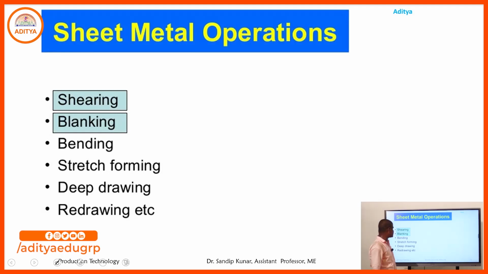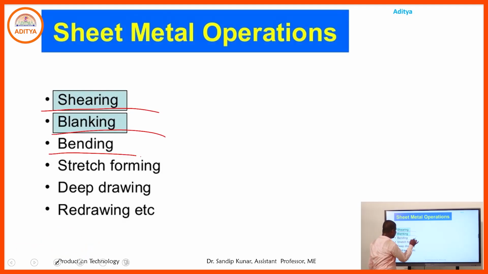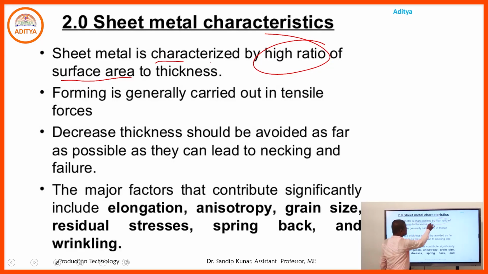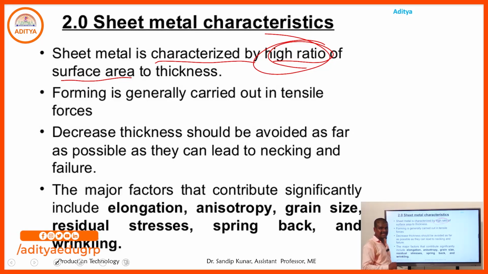What are the sheet metal operations? Shearing, blanking, bending, stretch forming, deep drawing and redrawing, etc. Sheet metal characteristics: what are they? Sheet metal is generally characterized by a high ratio of surface area to thickness. Second, forming operations are generally carried out by tensile stresses.